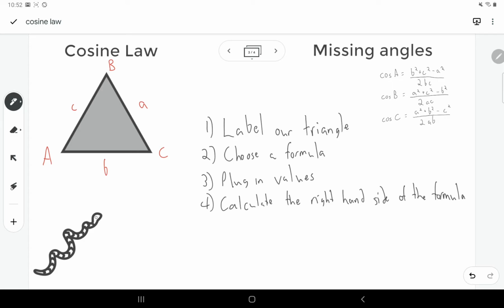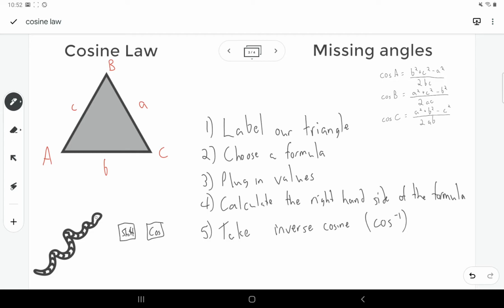Then finally, when the right-hand side is calculated, we take the inverse cosine. On your calculators, it's often just cos minus 1, which is usually done through shift cos on the calculator. And that will find your angle, and then we'll usually round it to the nearest degree.